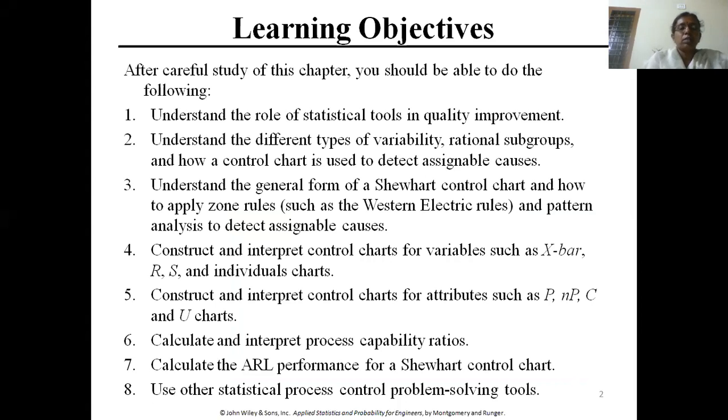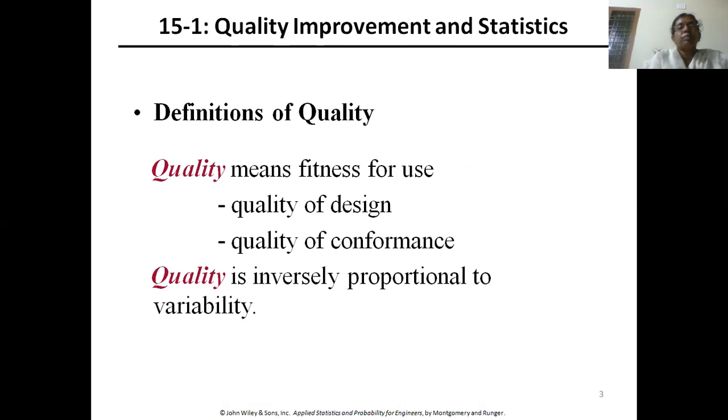assignable causes. Then to construct and interpret control charts for variables such as X bar chart, R chart, S chart, and individuals chart. And construct and interpret control charts for attributes such as P chart, NP chart, C chart, and U chart. Then calculate and interpret process capability ratios. Then ARL performance of a Shewhart control chart, and use other statistical process control problem solving tools.